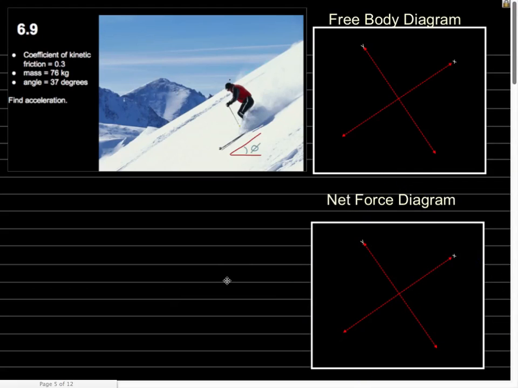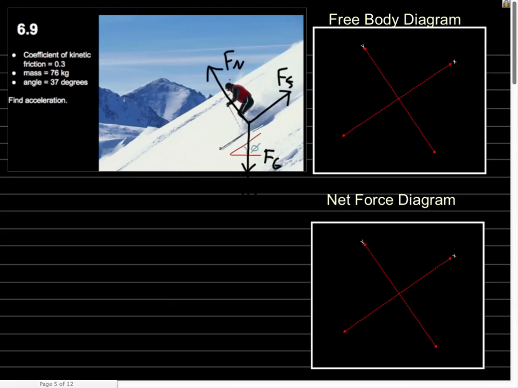Looking at this object, this guy skiing down the hill, we can tell that gravity is pulling him straight down. We know that friction is resisting him backwards. We know this hill is having a normal force upwards. Force of friction, force of gravity, normal force, and that's it. Those are the only forces on this guy. So nothing too crazy here.